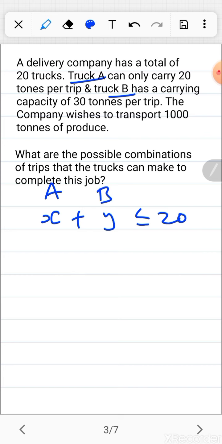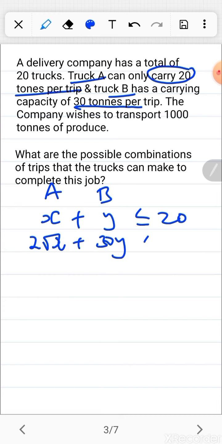Okay, what else do we know? Truck A can only carry 20 tons per trip. Truck B can carry 30 tons per trip. This can carry 20 tons. This can carry 30 tons. And altogether they need to do a job that's carrying 1,000 tons, right? These are the primary equations that you need to take to Desmos and try to solve the problem.